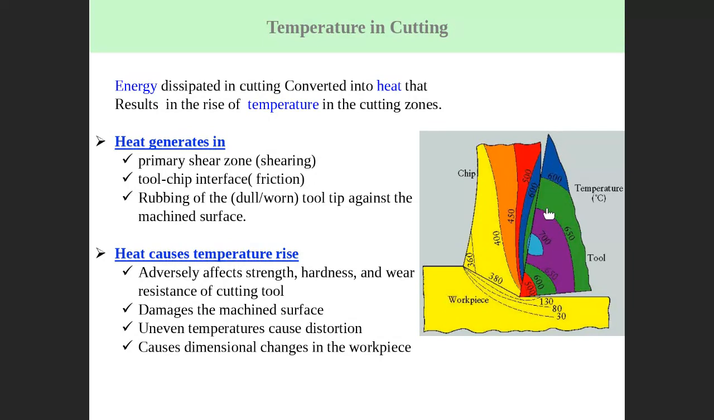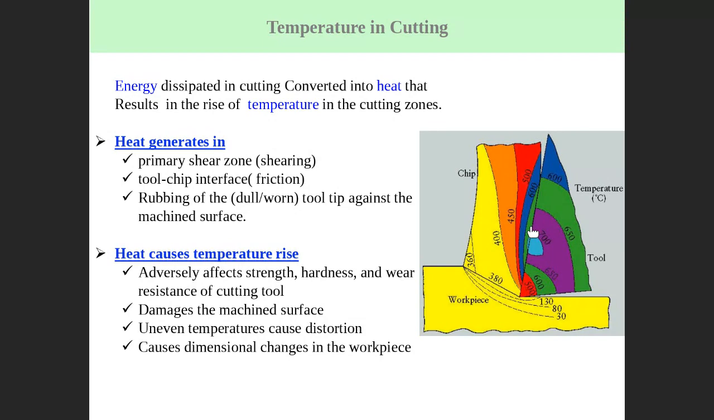As you can see here, temperature increases. This is a temperature gradient actually: 600, 650, 700. The maximum is here, 700, and so on. This is in the chip also, a gradient in the chip and so on. Temperature increases. Why does temperature increase?